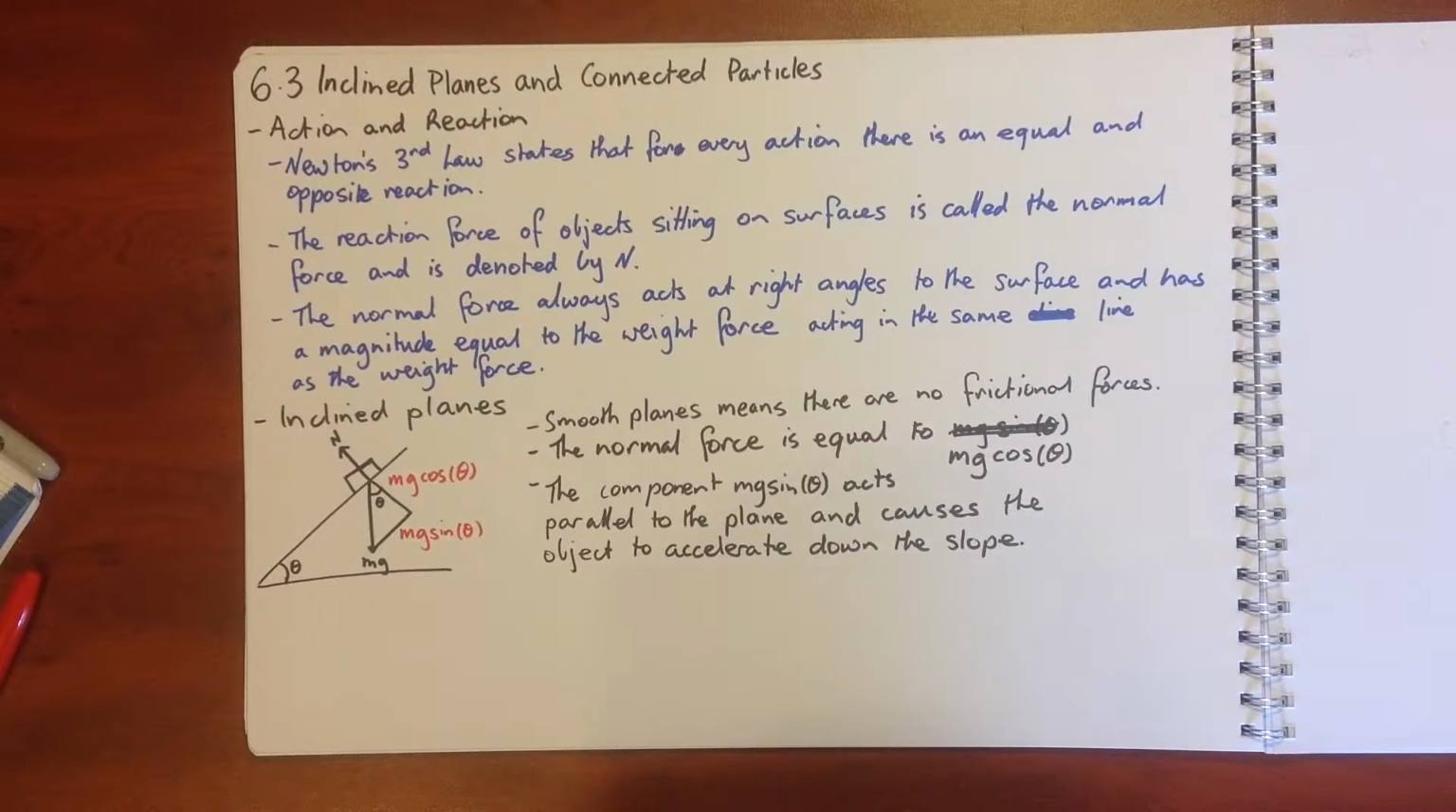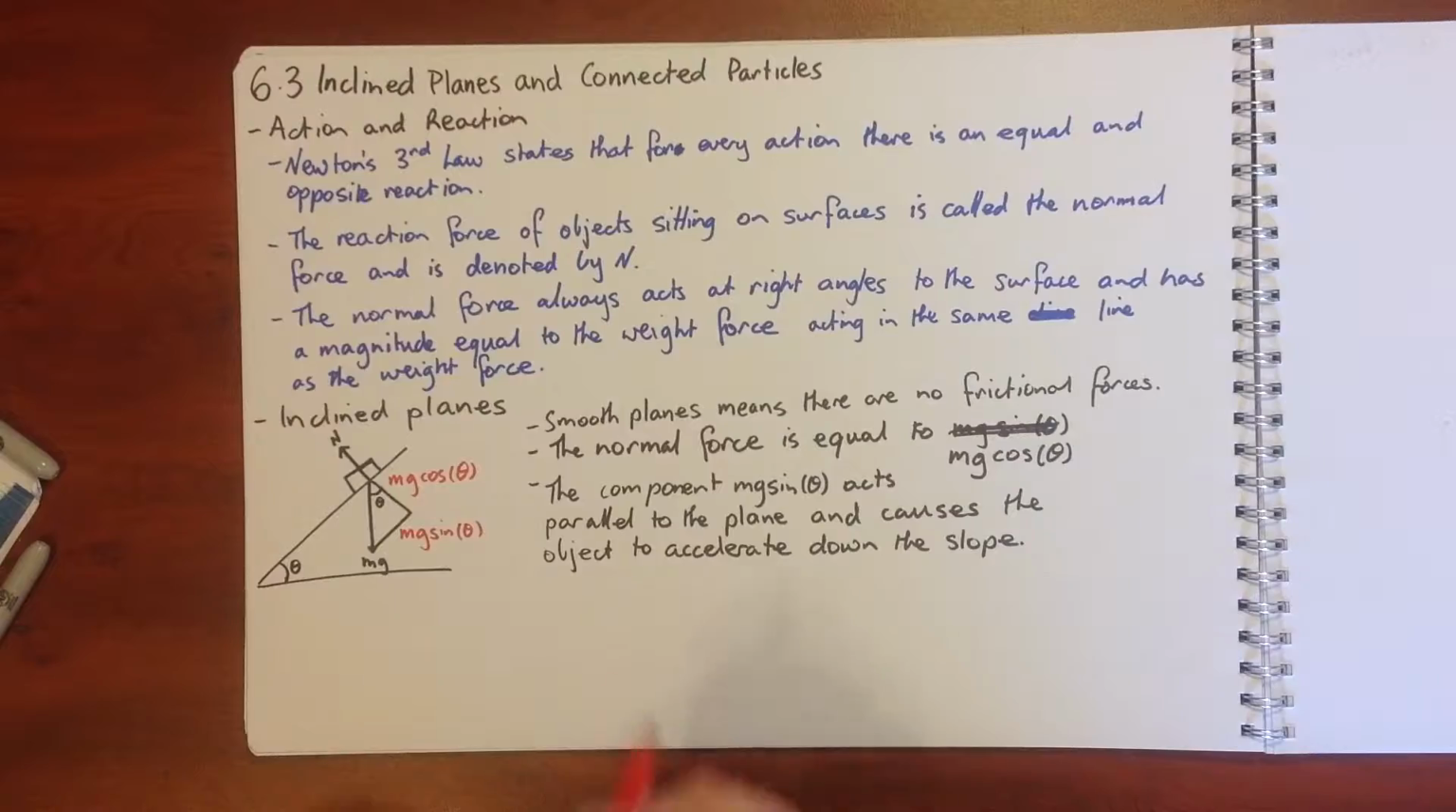Newton's third law states that for every action there is an equal and opposite reaction. The reaction force of objects sitting on surfaces is called the normal force and is denoted by N. I know that's a little bit annoying at times because we use N as our symbol for newtons as well. The normal force always acts at right angles to the surface and has a magnitude equal to the weight force, acting in the same line as the weight force.